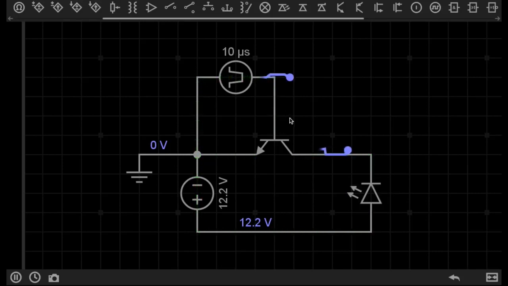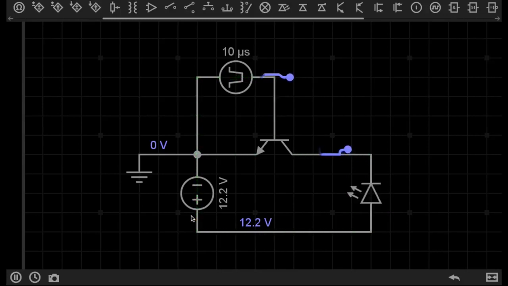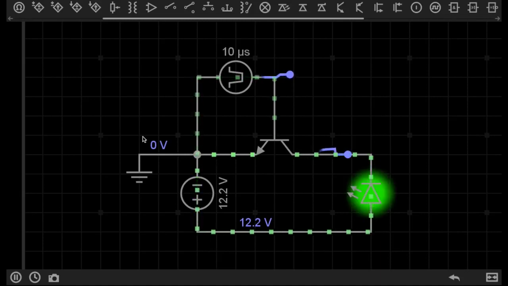I'm supplying the base of this transistor with only a 3.3 volt logic level voltage, but the transistor is able to switch on and off this 12 volt high powered LED. And in fact, we can use bigger transistors to switch even bigger loads, such as motors and other higher powered devices. So I have this transistor supplied with a low voltage, switching on and off a higher powered load.